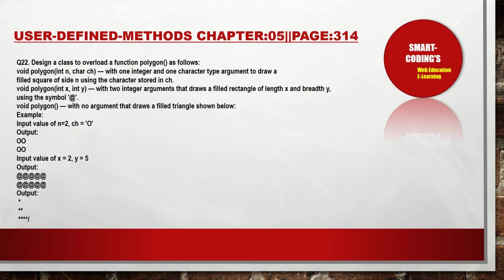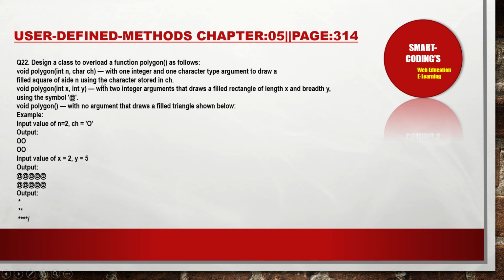So students, as you can see on the screen, we have to design a class to overload a function Polygon. The function name will be Polygon, right? There are three types of methods given there. Like Polygon, the method name is the same. We are passing integer type and char type arguments, having two arguments, one integer and one char type, to draw a filled square with the character O. We need to draw a filled square using overloading of the function Polygon.